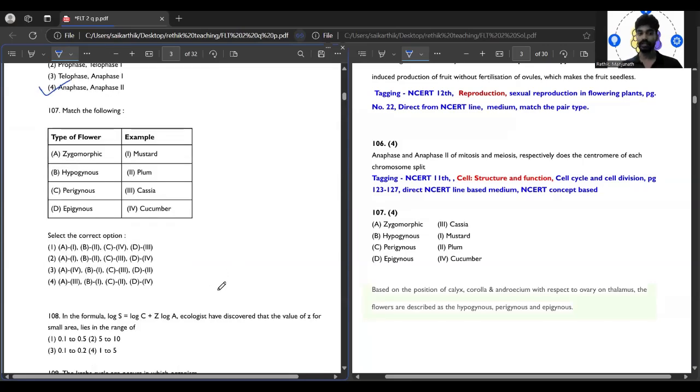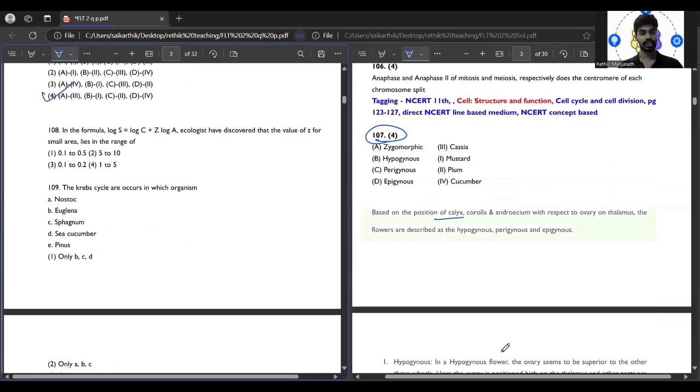Next question, that is match the following. We have to select the correct options. Now we have to match them. So it is already given. They are actually direct matching types based on the position. See here, the keynote is also given based on the position of calyx, corolla, as well as androecium. So with respect to the ovary on the thalamus, the flowers are described as hypogynous, perigynous, and epigynous. Okay, so what would be the correct option here? Fourth one.